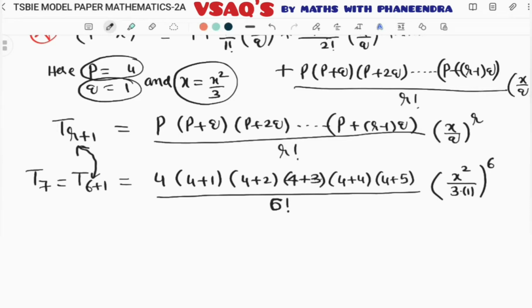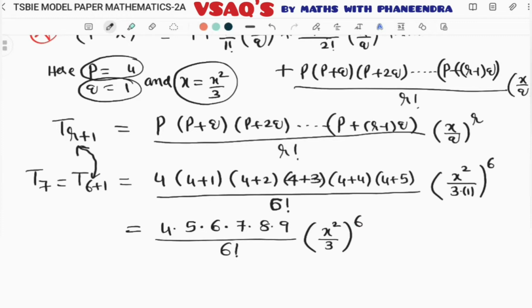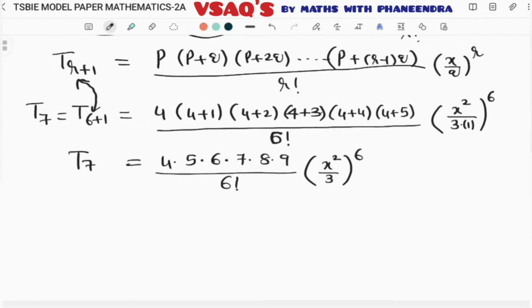So now simplification: this is equal to 4 into 5 into 6 into 7 into 8 into 9 by 6 factorial into x square by 3 whole power 6. Therefore T7 is equal to 4 into 5 into 6 into 7 into 8 into 9 by 6 factorial, x power 2 whole power 6, so x power 12 divided by 3 power 6.